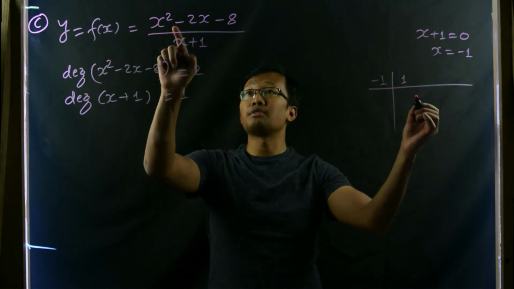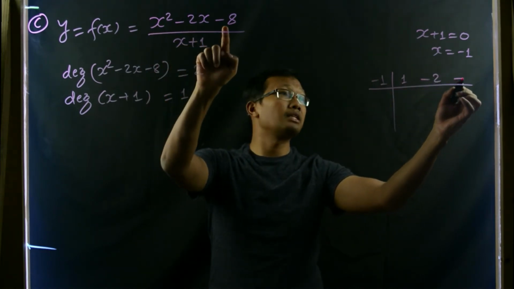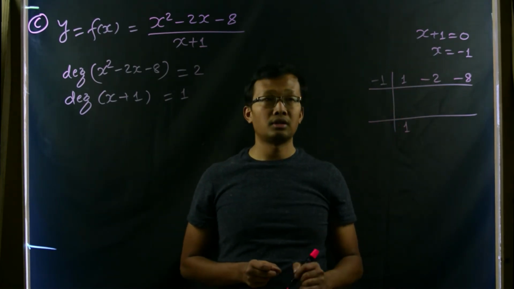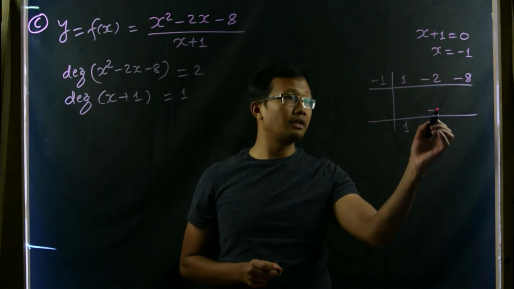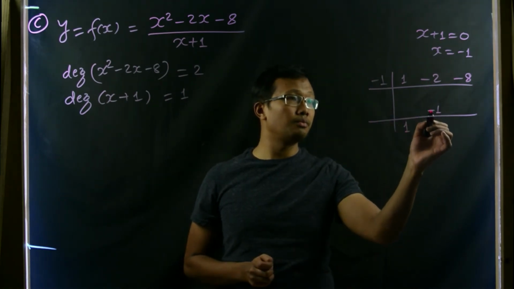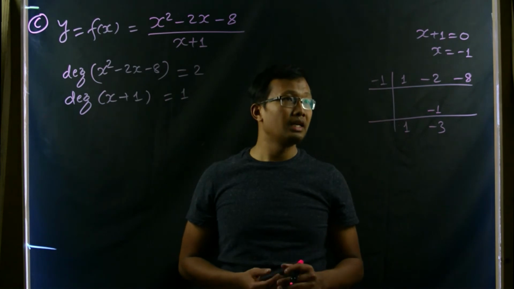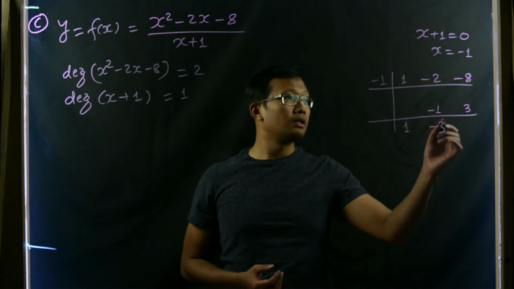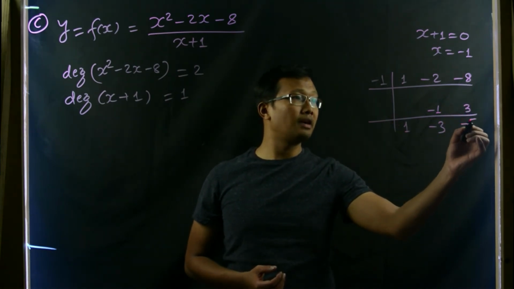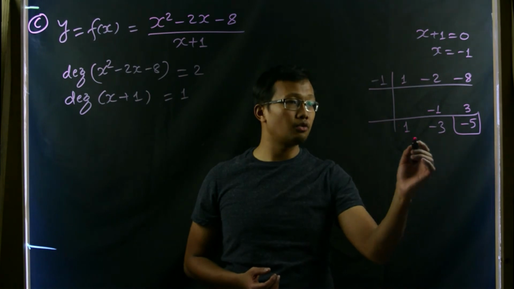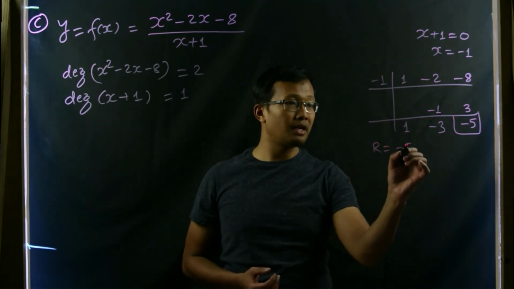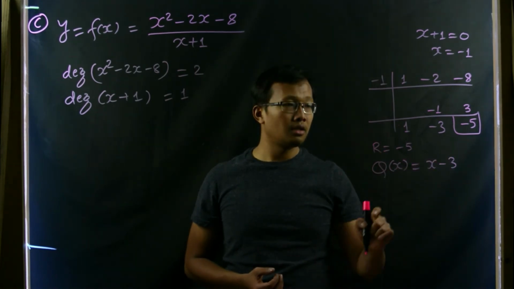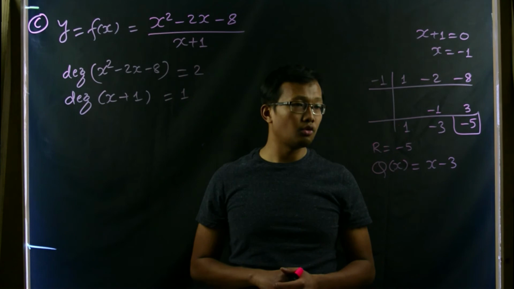1 is the leading coefficient, negative 2 is the next coefficient, and negative 8 is the next coefficient. Then this comes down. Negative 1 times 1 is negative 1. Negative 2 plus negative 1 is negative 3. Then negative 1 times negative 3 is positive 3. Negative 8 plus 3 is negative 5. So this is the remainder and this is the quotient. The remainder is negative 5 and the quotient is simply x minus 3. So x minus 3 is the quotient.